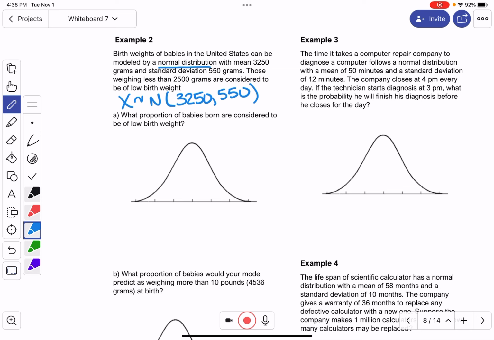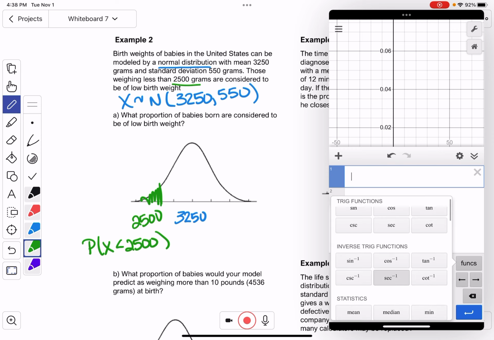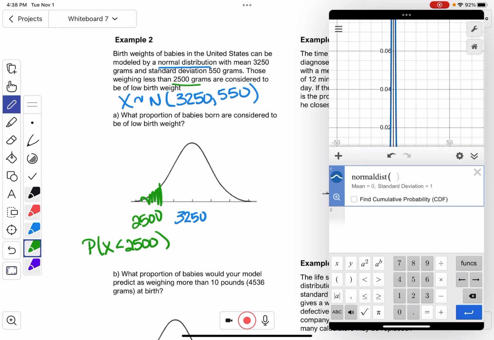So the first thing, remember, we're going to label our curve, 3250. And low birth weight means they're less than 2,500 grams, which is somewhere out here. I want to be less than that. So I want to find the probability of having an X that is less than 2,500 grams. So we'll come here to Desmos. We'll go to functions. We want the normal distribution. Our mean is 3250. And put a comma. And then our standard deviation is 550.